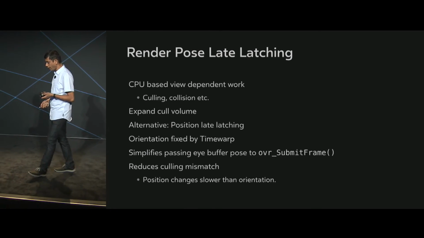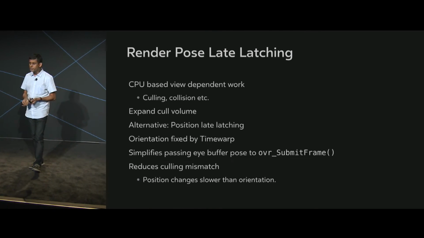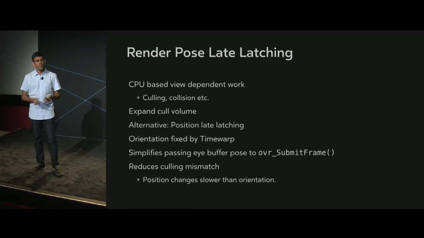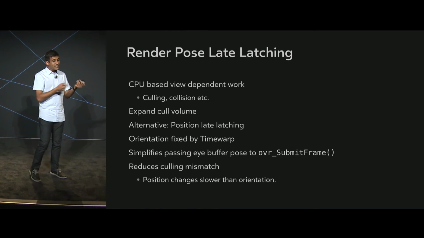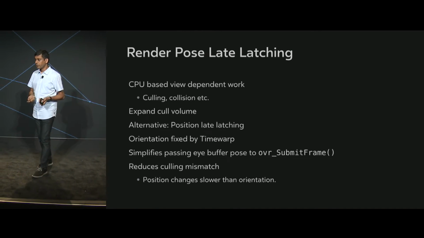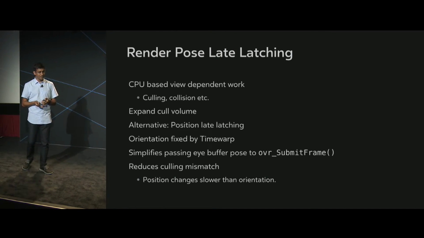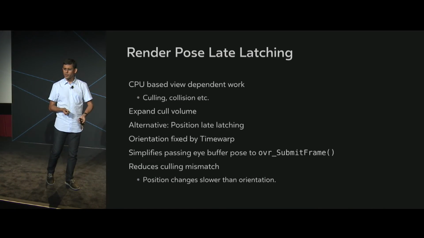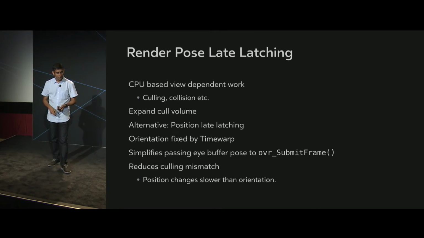Another thing that we found, a technique that we found actually very useful when we were experimenting with this, was to do just position late latching. The idea here is that instead of late latching the entire render pose, you just late latch the position aspect of it. And the thinking is that the orientation aspect is going to get fixed up by time warp anyway later on. And so this also has a couple of other advantages. One, it simplifies passing the iBuffer pose to submit frame. We no longer need to worry about what are the latest pose that got latched by the GPU and make sure we communicate that back to submit frame.